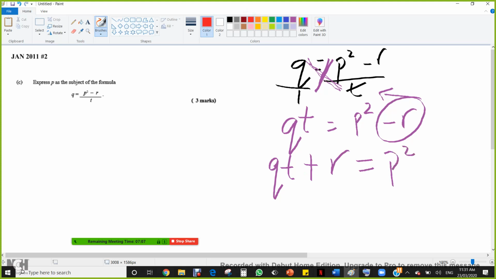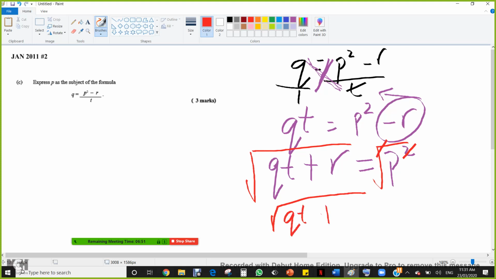So we want to get rid of the square, right? So we have to find the square root. What you do on one side, you have to do on the other side. This will cancel with this. So you will be left with the square root of (QT plus R), which is equal to P, or you could say P is equal to the square root of (QT plus R). Any questions? No, sir. All right.